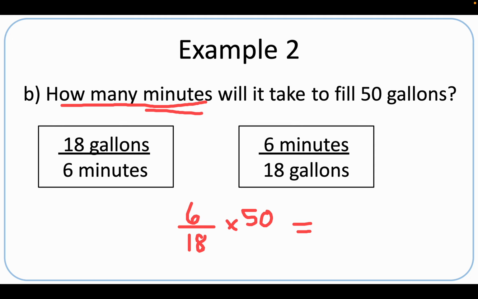So let's see, 6 over 18 can be reduced to 1 over 3. And so then we have 1/3 times 50, which would be 50 divided by 3, which is 16 with a remainder of 2. So 16 2/3 minutes it will take to fill 50 gallons.